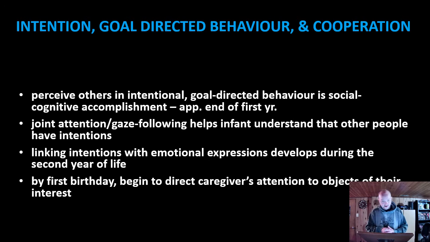This occurs near the end of the first year: joint attention and gaze following. Joint attention is like us both doing something at the same time and paying attention. That's what gaze following is, like your gaze.